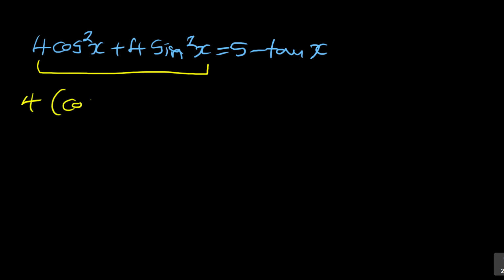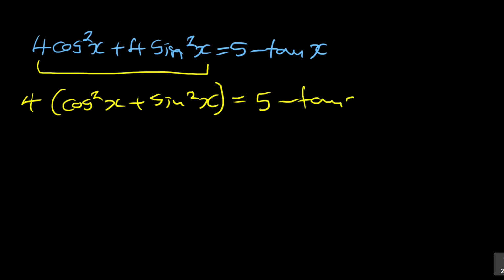I'm going to have sine squared plus cos squared, which is equal to 1. You see now, you have gotten it already. So it's 5 minus tan x, right? And you know that this thing is equal to 1. No, I was telling you what I'm thinking. Yes, okay, now that's equal to 5 minus tan x.